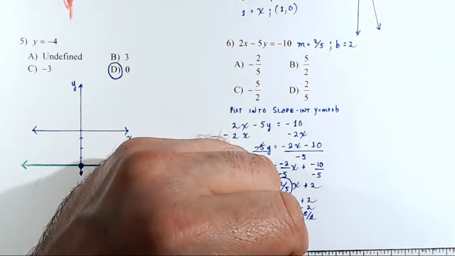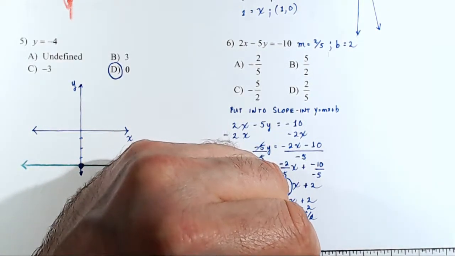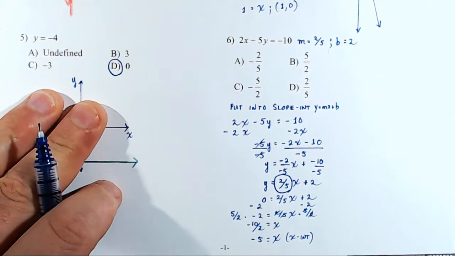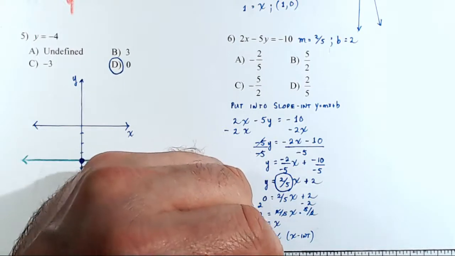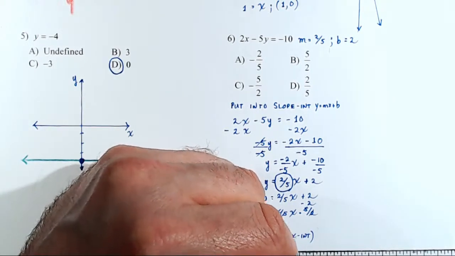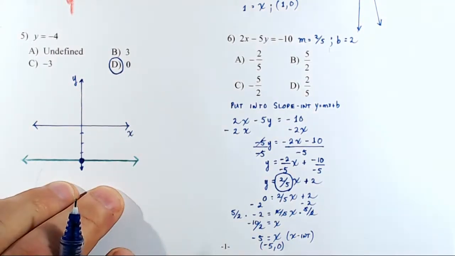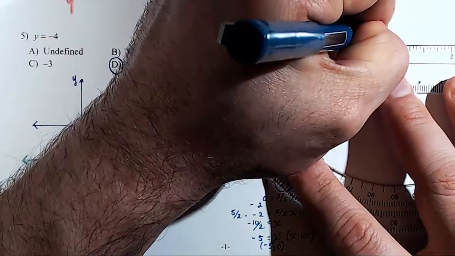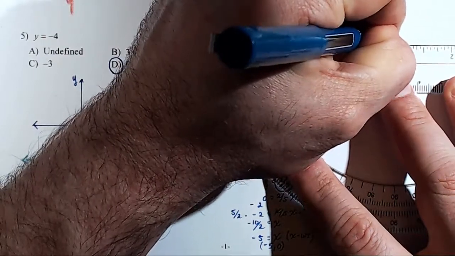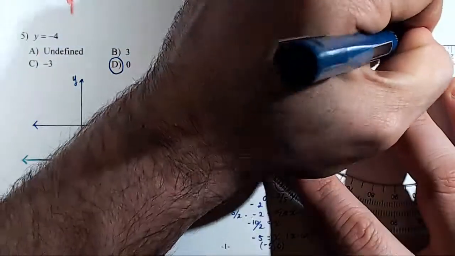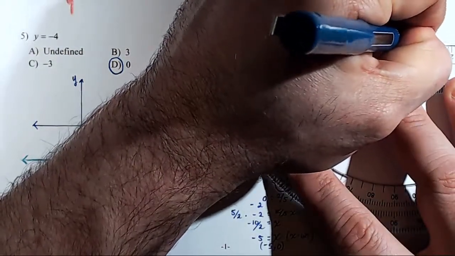So this is the x-int, right? We know the coordinates of the x-intercept now. Those coordinates are -5, 0. And just like we know the coordinates of the y-intercept, if the y-intercept is 2, that means that the y-int coordinates are 0, 2.